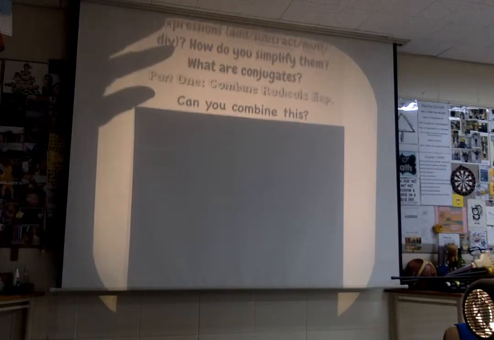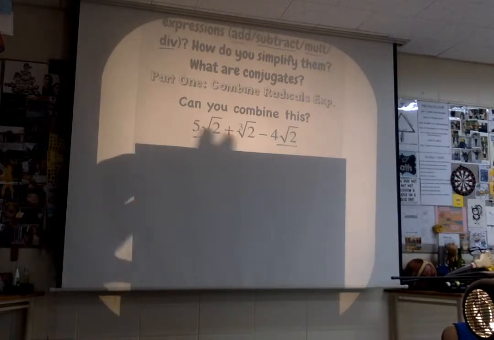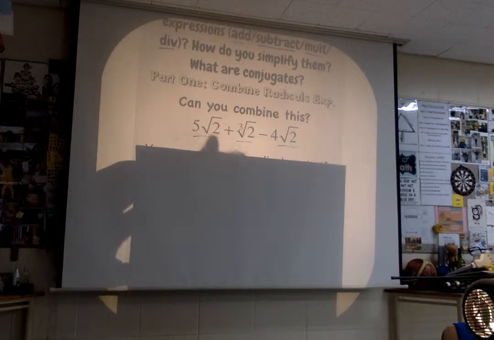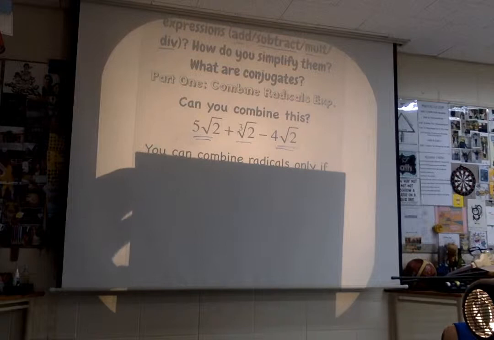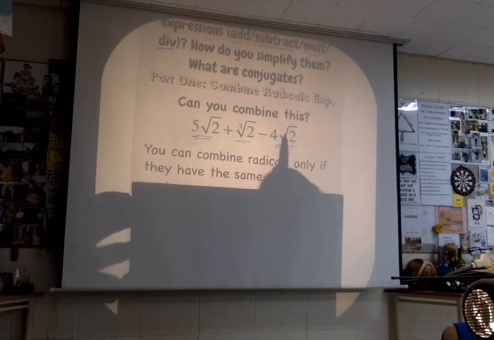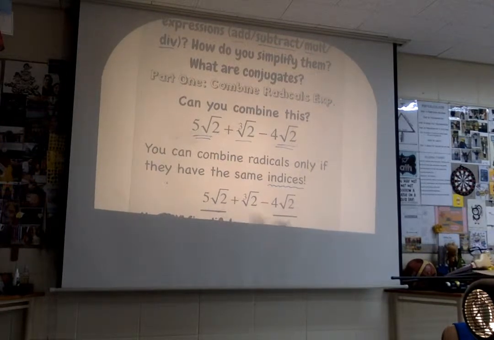So I want you to look at this. See if you can actually combine this expression, okay? Can you combine all of these terms, 1, 2, and 3? Well, they do have all radicals of 2. But this one has an nth root of 3, so you can only combine these two guys here. They're the like terms, right? Only if they have the same indices, exactly. So this one has a 2, this one has a 2, this one has a 3. So you know that you can only combine these two, okay?